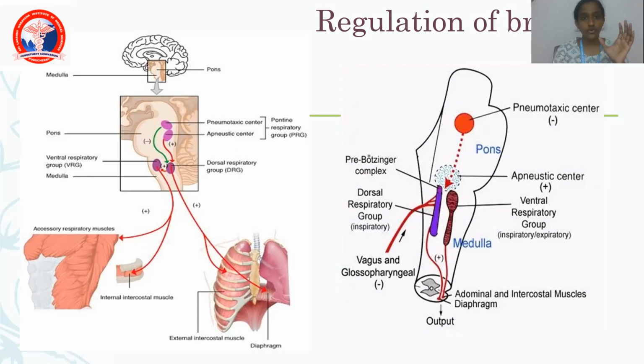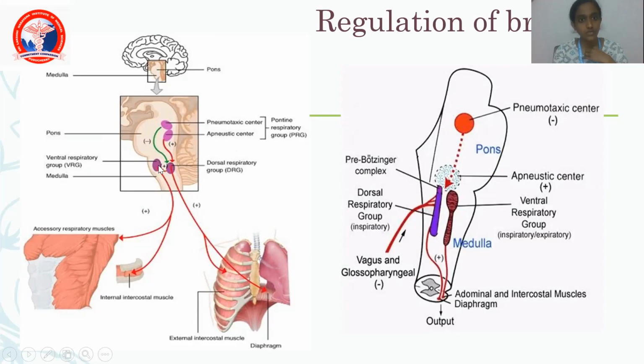So both these groups of neurons have separate roles. Like the dorsal respiratory group of neurons, its major innervation will be to the diaphragm and the external intercostal muscles. Both of these play a very important role in inspiration. So whenever DRG is stimulated, inspiration will start.